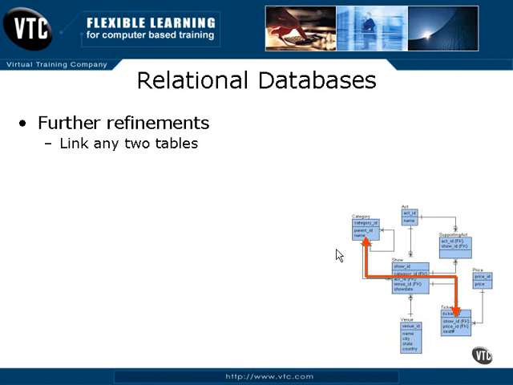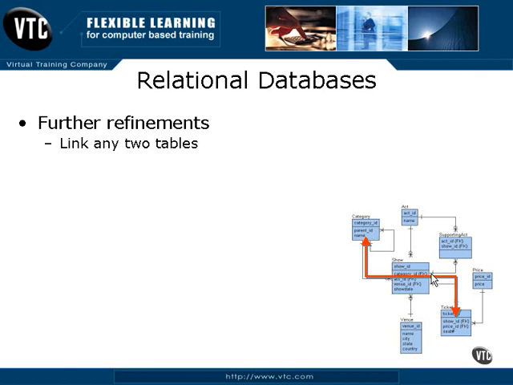A relational database gives further refinements, where it allows a link between any two tables. In this case, the category table all the way through to the ticket table is actually linked through a many-to-many relationship with the show entity. The show entity happens to be a many-to-many relationship between act and venue. The idea is to explain how complex a relational database can actually get. This is a very simple one.